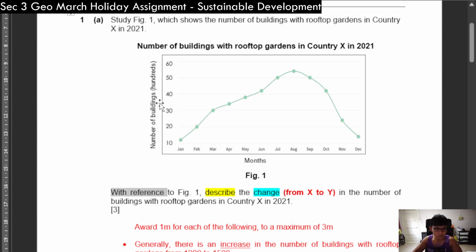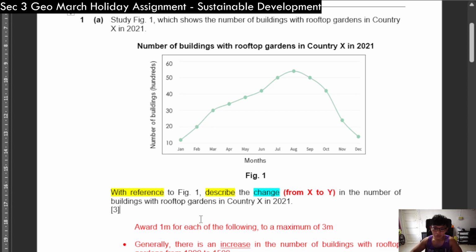Okay, so with reference is a command word in this case and describe is a command word. So describe would require you to write about the graph. Alright, so what do they want you to write about? The changes in the number of buildings with rooftop garden. Okay, so you must write how has the number of buildings with rooftop garden changed in this year 2021.